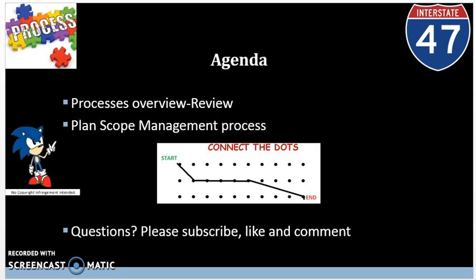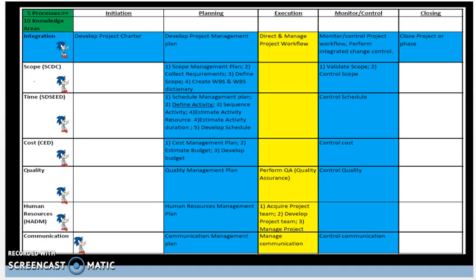Today's agenda, we will be going over reviewing the PMBOK process table as well as the seventh process, which is plan scope management process. This process occurs at the intersection of the scope knowledge area and the planning process group.